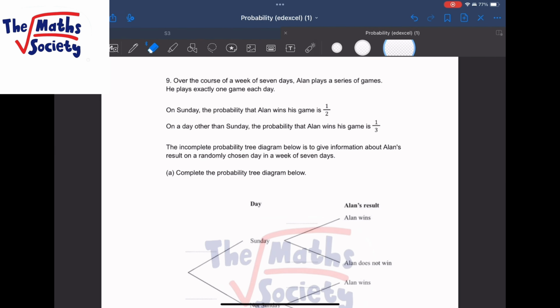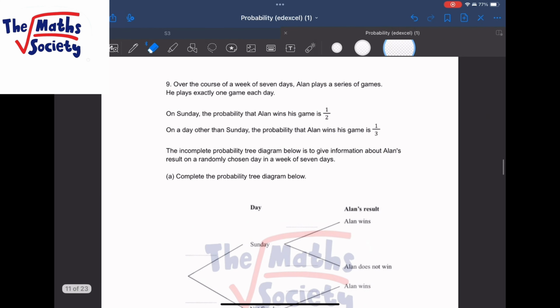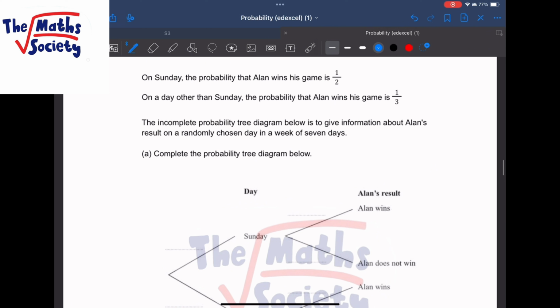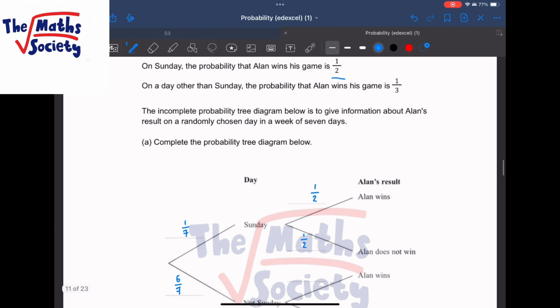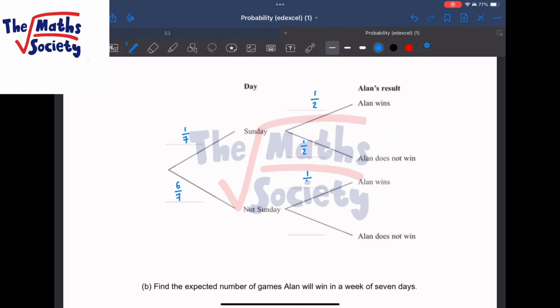Okay, so for number 9, it says that over the course of a week of 7 days, Alan plays a series of games. So on Sunday, probably he wins with probability 1 by 2. So first of all, for day Sunday is 1 by 7, right? And the other days, not Sunday, 6 by 7. Probably he wins half, so that's half as well. And the probability that Alan wins on other days other than Sunday is 1 by 3, so that's 2 by 3.